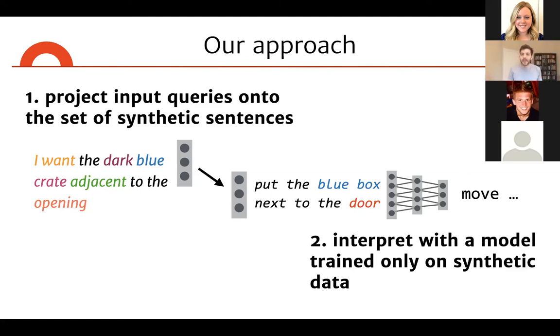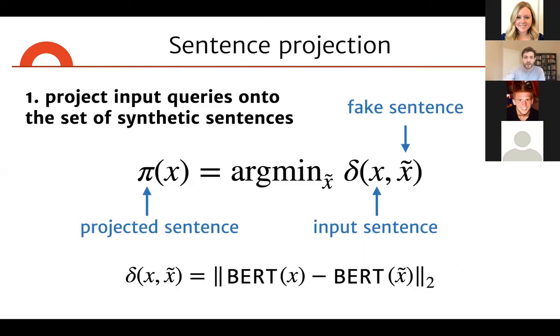And then having done that, we'll feed this fake sentence that we got from our projection step to some model that's only been trained on fake data, that's only ever seen fake data, but that gets really high accuracy on that kind of data. So this at a high level is how things work.